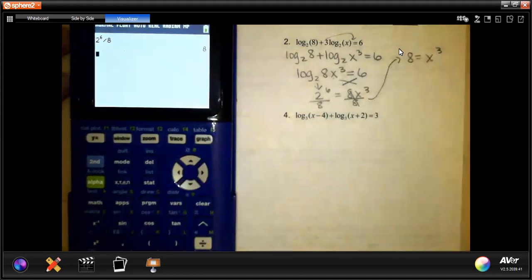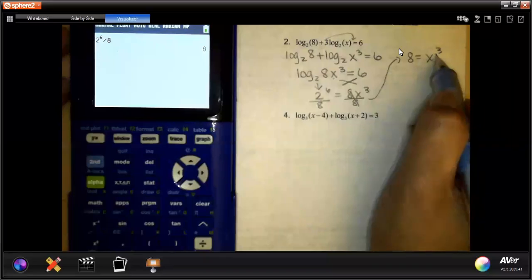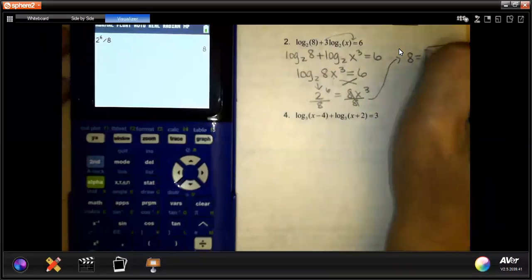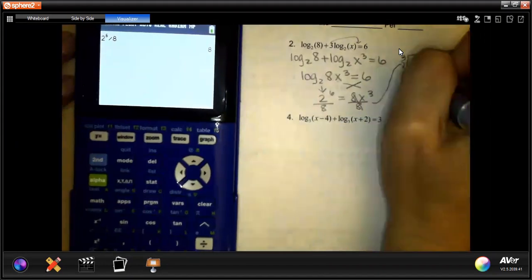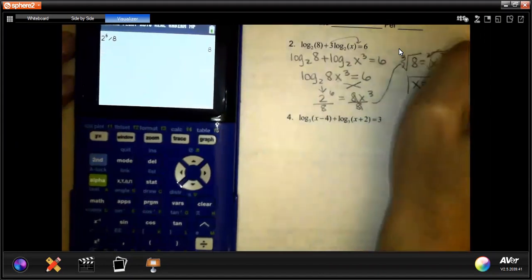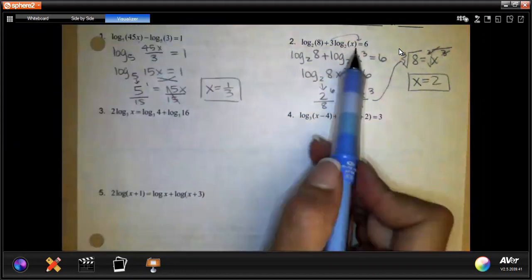Earlier in the year, we learned that when there is a cube here, you can do the inverse operation, which is to take the cube root. So we can take the cube root of both sides. The cube root and the x cancel out, and the cube root of 8 is 2. Again, I would want to make sure that I plug that in to verify that it works.